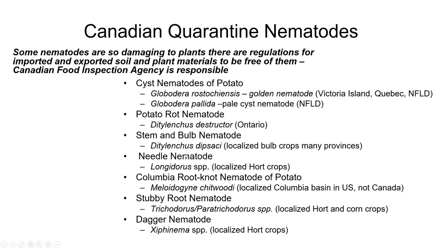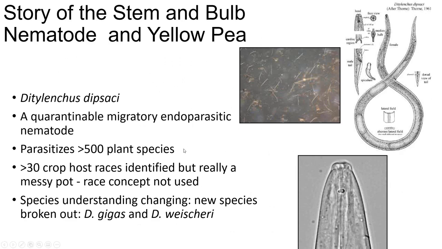Now this one here, the stem and bulb nematode, we're going to talk more about. This is Ditylenchus dipsaci. And it can be localized in areas of Canada, localized to bulb crops of many provinces, okay? Including garlic, as in the northeast of North America, including Ontario and Quebec, okay? And we're going to talk more about that one. And this is, actually, we're talking about it now. Here, there we go.